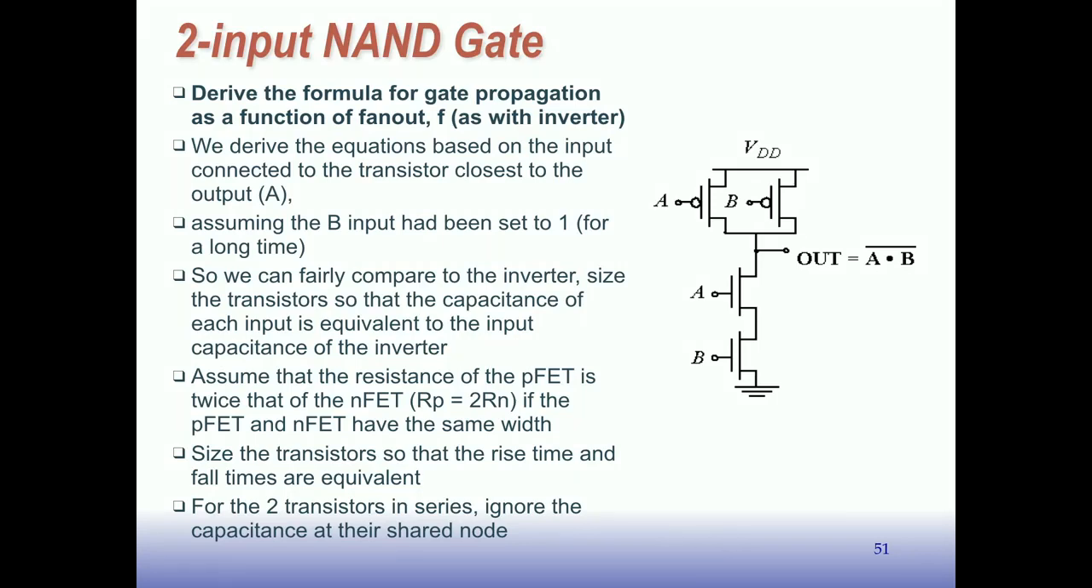Okay. As before, we're going to assume that the resistance of the P-FET is twice of the N-FET, for a given width. And the other thing we want to do is size as we did with the inverter, we're going to size the transistor so the pull down strength of this gate is the same as a pull up gate. So the pull down transition time is the same as the pull up transition time. And so we can fairly compare to the inverter, size the transistor so that the capacitance of each input is equivalent to the input capacitance of the inverter. Because what we want to do is say, for a given load, what is the output drive of this device? We want to compare it in a fair way to the inverter. So we're going to make it look like an inverter as far as what its input capacitance is.